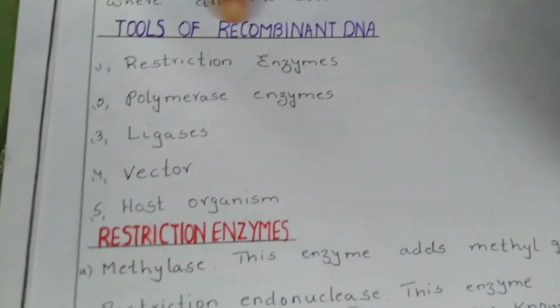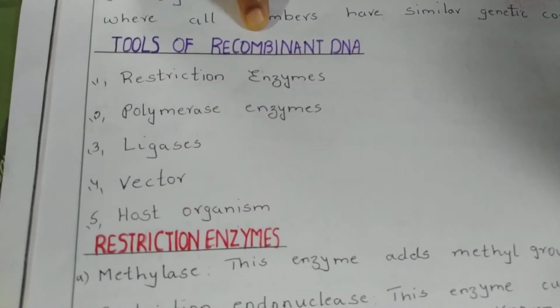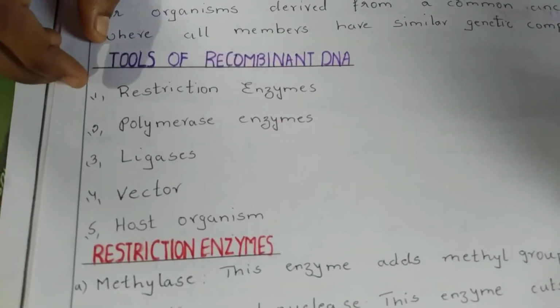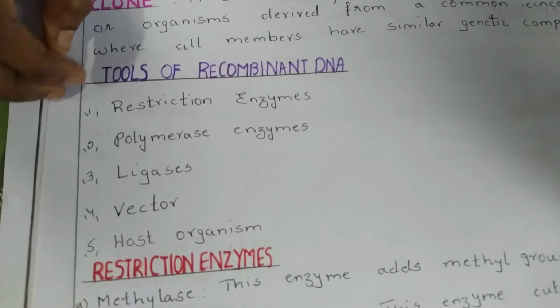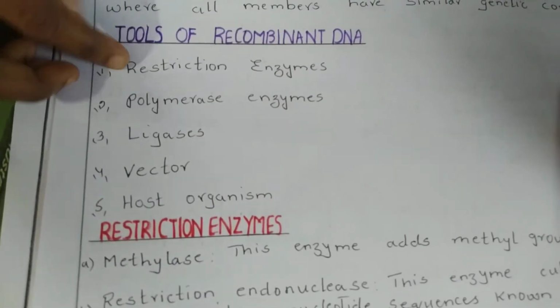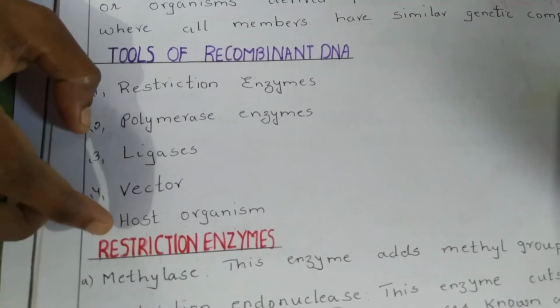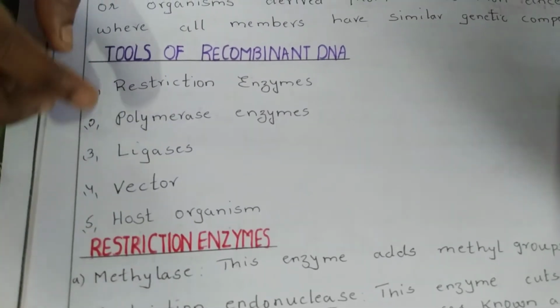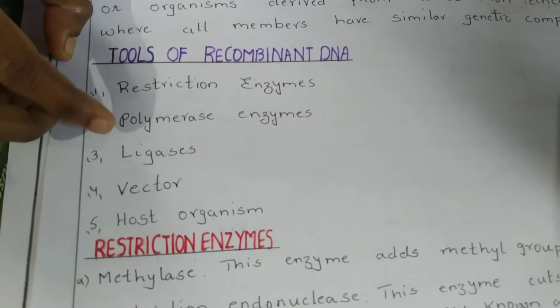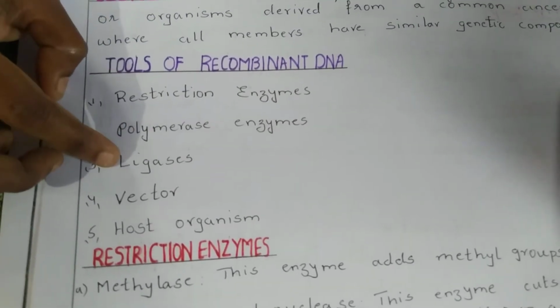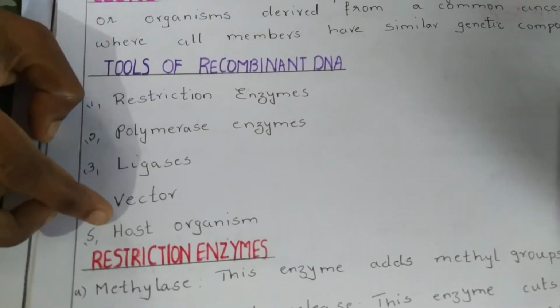Now let us see the tools of recombinant DNA, that means the tools which are used in the process of biotechnology. The tools are restriction enzymes, polymerase enzymes, ligases, vectors and host organisms.